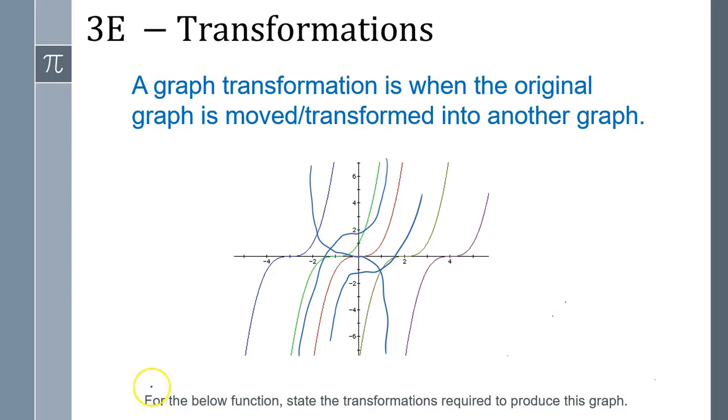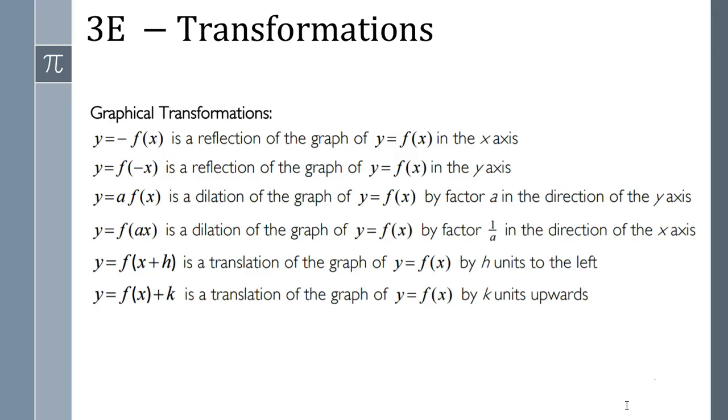So down the bottom there you can see what would be a typical question in this course. So for the below function, state the transformations required to produce this graph. Okay, and you'll have to make a list of all the movements needed to get to that graph. Okay, luckily for you, it's actually on your formula sheet. Okay, so this is taken from the first page of the formula sheet, and it tells you the wording in particular and what's going on.